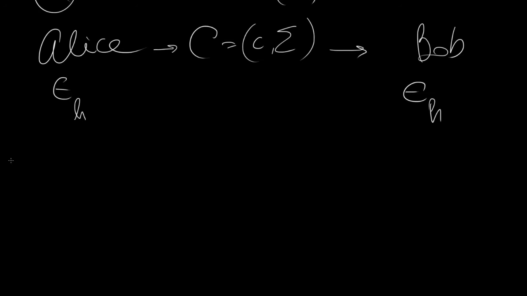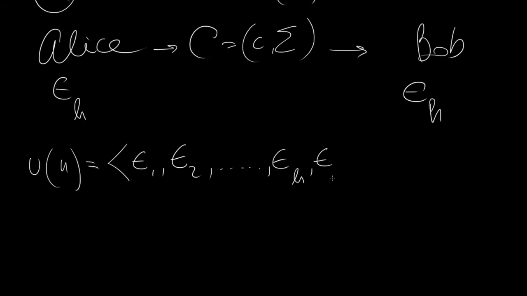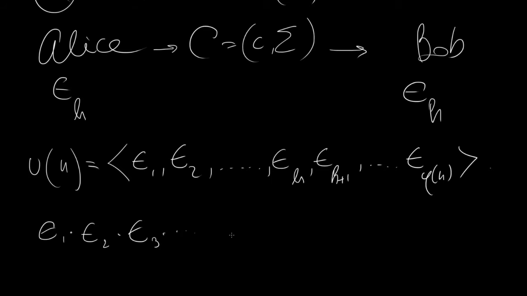So what they both do is simply this. Let me state clearly here that Un is equal to epsilon sub 1, epsilon sub 2, all the way to epsilon sub h, then epsilon sub h plus 1 and 2, all the way to epsilon sub phi of n. What Alice and Bob do is simply epsilon sub 1 times epsilon sub 2 times epsilon sub 3, all the way to epsilon sub h, without using modular multiplication. They just perform the straight product of this and call it m.